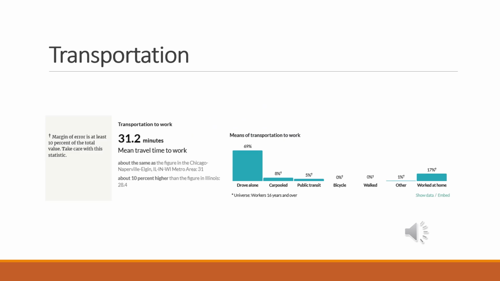As far as transportation goes, you can see that the mean travel time to work is about 31.2 minutes. 69% of people drive alone, 8% of people carpool, 5% take public transit, nobody rides a bicycle, nobody walks, I guess, to work. Other modes of transportation, which I don't know what that might be, is 1%, and 17% of people in the village work at home.